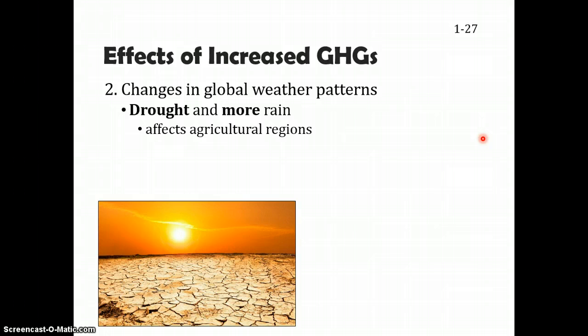Now this can really severely affect agriculture regions. One, if you're going to have more droughts, you're going to ruin your crops, and crops can drown too. You can have too much rain, and that can also ruin crops.